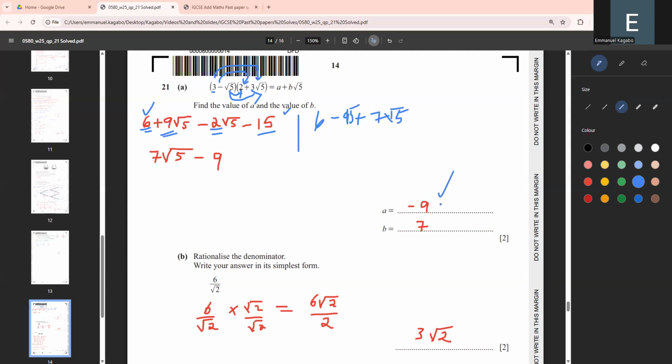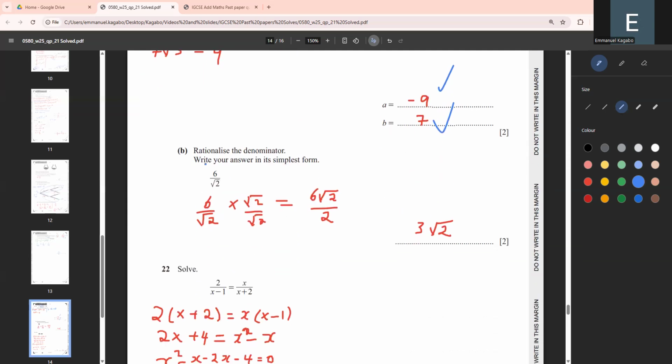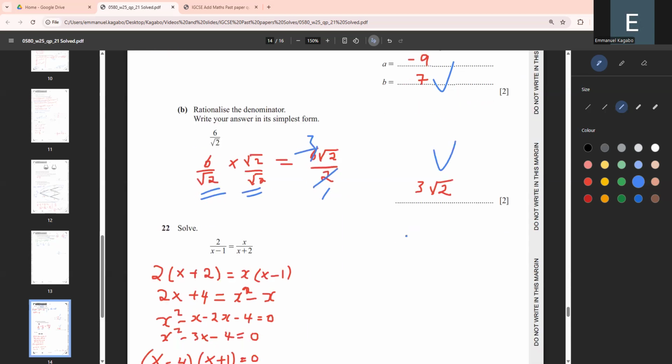Then gives me minus 9, and then you get that. Okay. Rationalize the denominator. I just multiply by square root of 2 both sides. So 6 over square root of 2 times square root of 2 up and down. Then it gives me 6 square root of 2. Square root of 2 times square root of 2 gives me 2. Then simplify. I'll get 3 here. Then that's the answer.